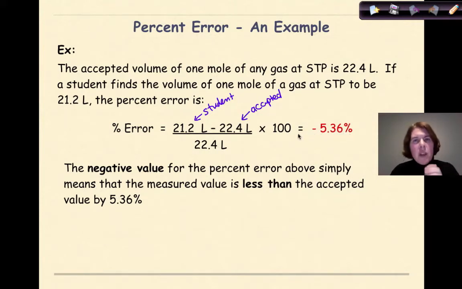Now, don't freak out about the negative. The negative value for the percent error above simply means that the measured value is less than the accepted value by 5.36%. So again, if you get a negative percent error, it's not a bad thing. It means that your value was just a little bit below the accepted value.